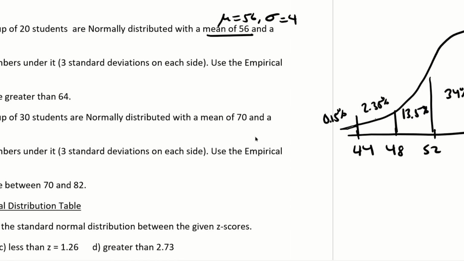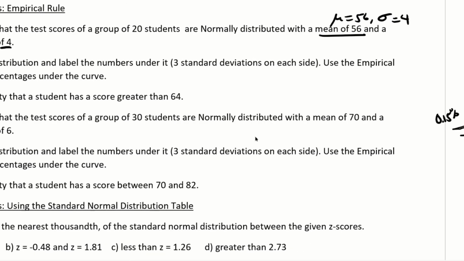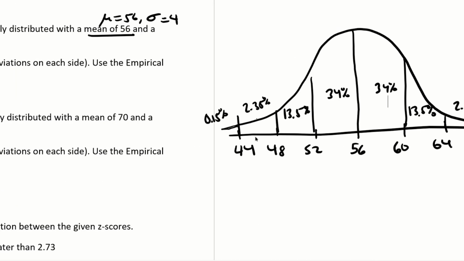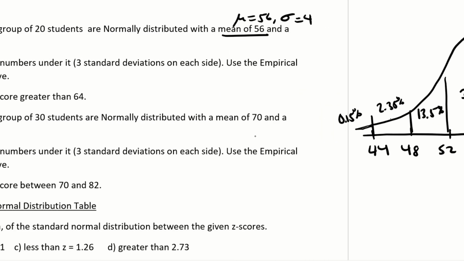Now, part B is find the probability that a student has a score greater than 64. So a score greater than 64, that means we need to add these two percentages, right? So 2.35 plus 0.15. That's going to be 2.5% or 0.025. I'm going to move the decimal place to the left twice.